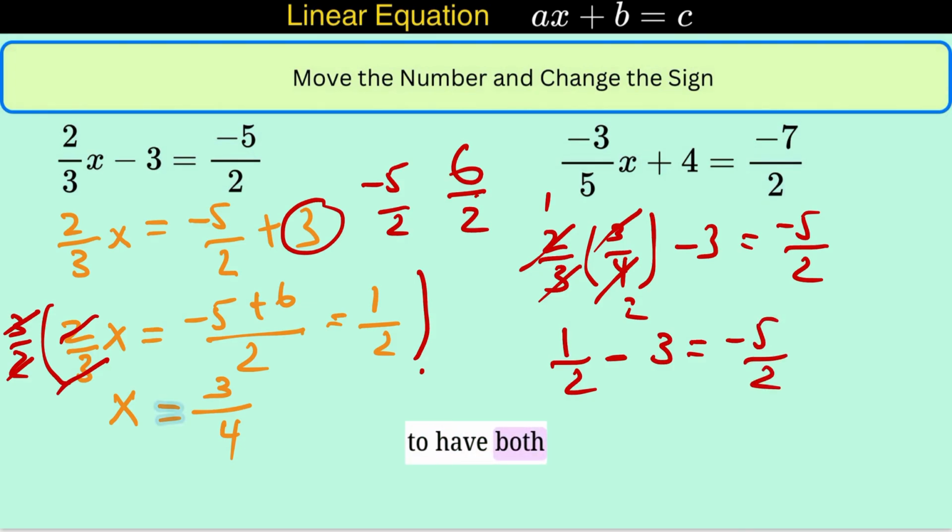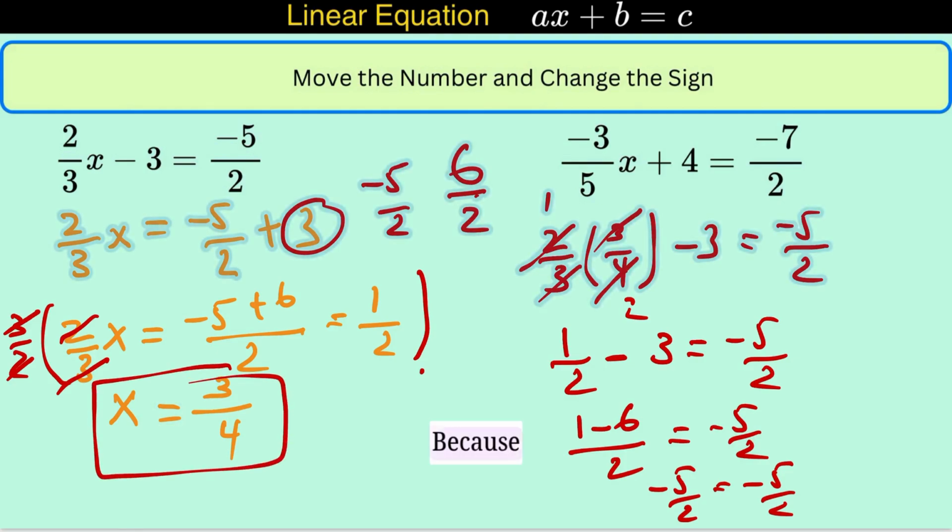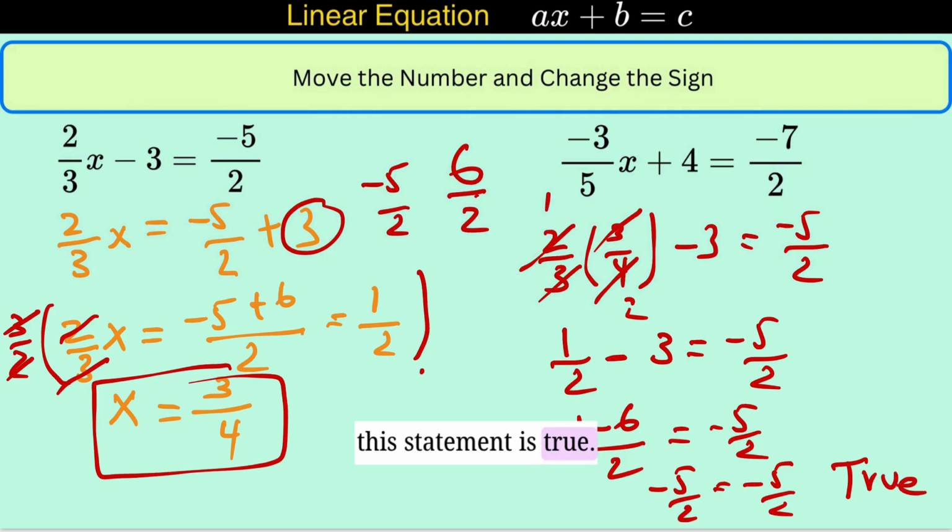So I need to have both of them with the common denominator. So I'm going to multiply this by 2 in order for me to put 2 in here. If I multiply 2 by 3 it will give me 6. So my answer will be 1 minus 6 over 2 is equal to negative 5 over 2. Then my answer will be negative 5 over 2 is equal to negative 5 over 2. So my answer here is correct because this statement is true.